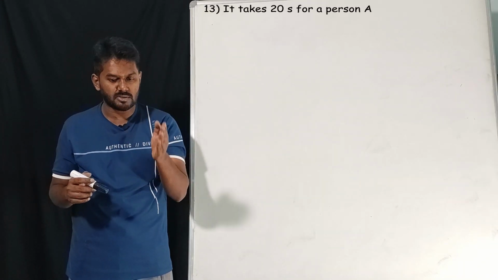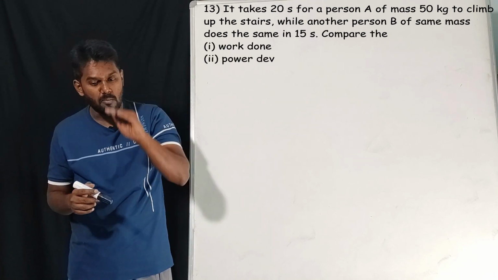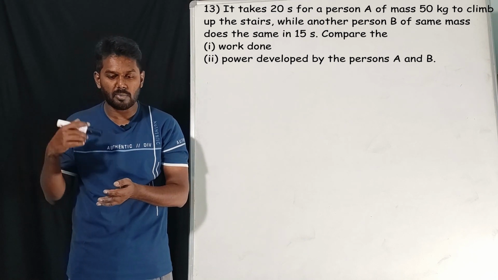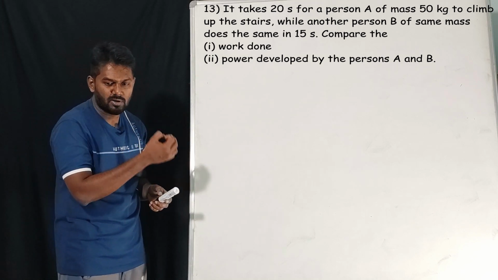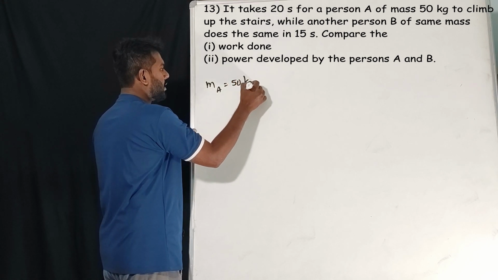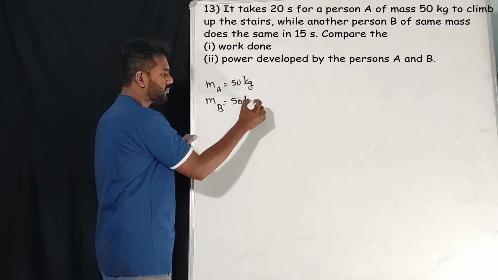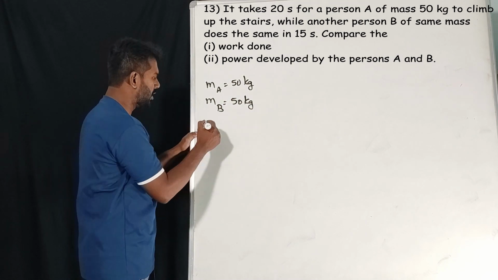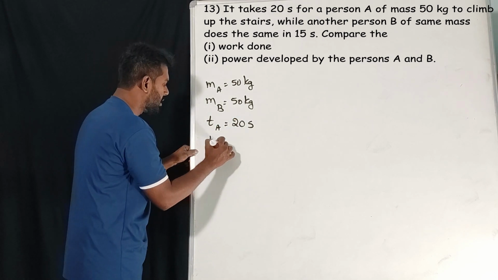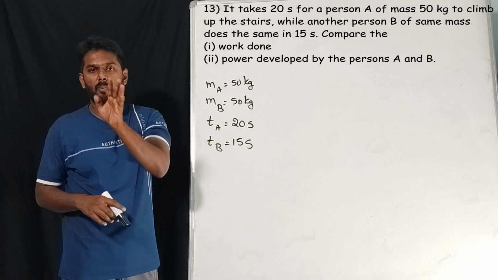Question number 13. It takes 20 seconds for a person A of mass 50 kg to climb up the stairs, while another person B of same mass does the same in 15 seconds. Compare their work done and power developed by the person A and B. Okay, listen, first we will write what are the given data. Mass of A is equal to 50 kg, and they have mentioned person B mass also, it is 50 kg. Time taken by the person A, TA is 20 seconds, and time taken by the person B is 15 seconds. So we have to compare their work and also power.